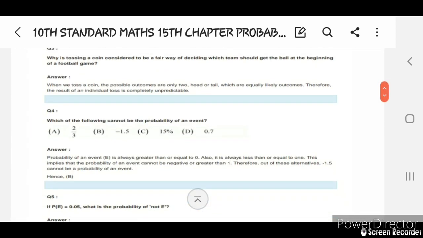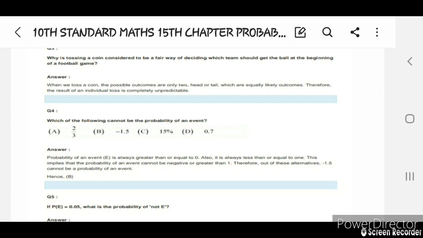Next question. Why is tossing a coin considered to be a fair way of deciding which team should get the ball at the beginning of the football game? Why is it important to toss the coin? When you toss a coin, as you have seen in a cricket match or football, in any match there will be a coin toss. In the toss, you only get two outcomes.